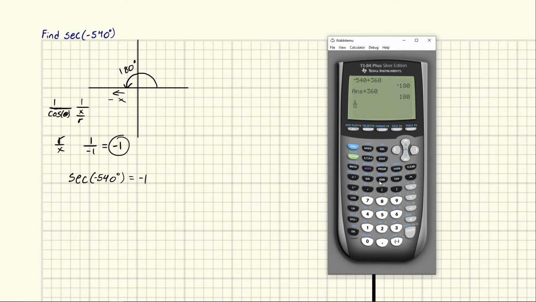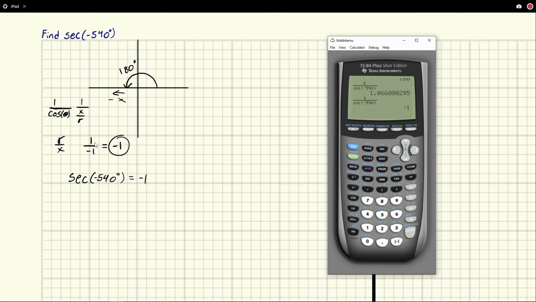1 over cosine, and then negative 540 degrees. I can't remember if I'm in degrees or not, so we'll try them both real quick. We get a weird number. Instead, we know that this is the same thing as pi, or we could switch to degree mode. We go to mode, go to degree, and that sort of verifies what we thought. Now we hit enter, and we get negative 1, the exact same result.